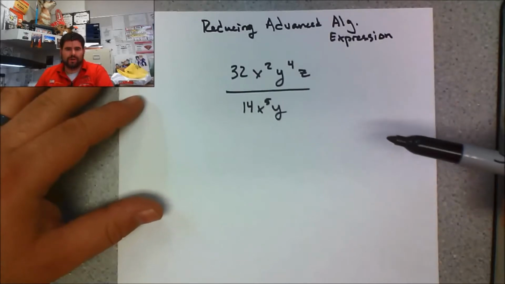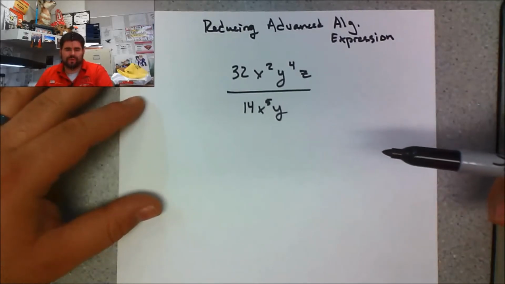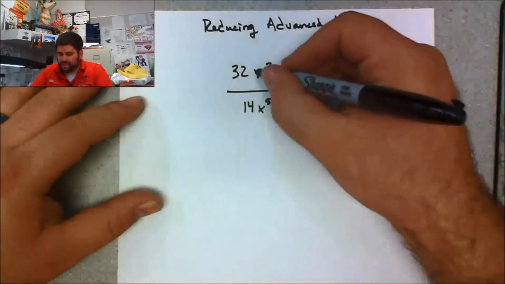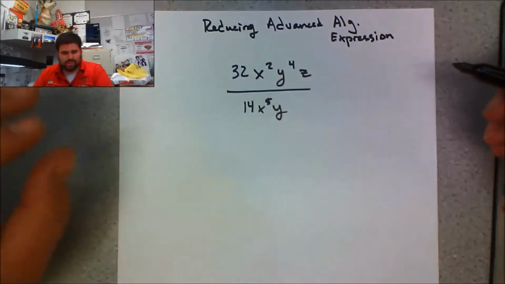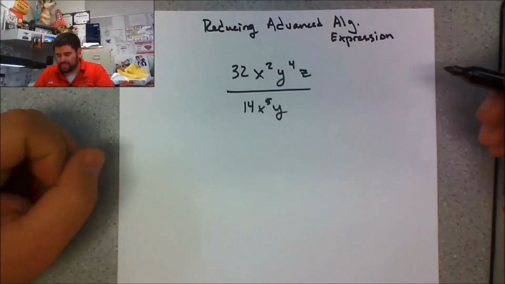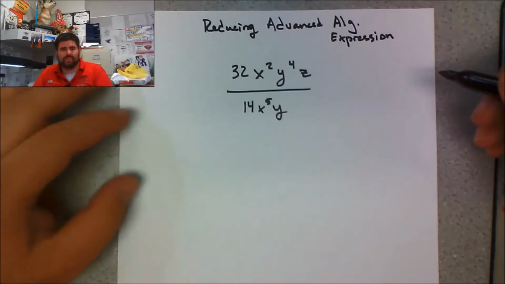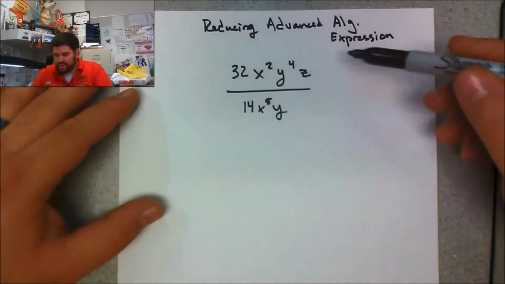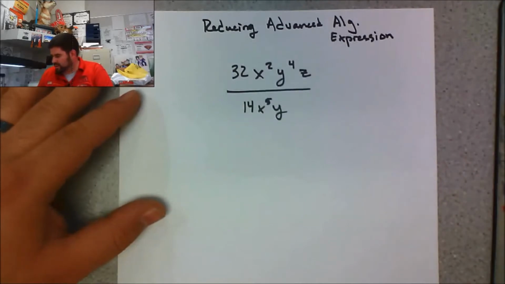Today we're going to talk about how you would reduce advanced algebraic expressions. If you watched my previous video, I talked about reducing the basic expressions, with one variable and really simple exponents. Today I've got a couple examples for you to check out, and the first one I want to check out with you is this kind of ugly guy.